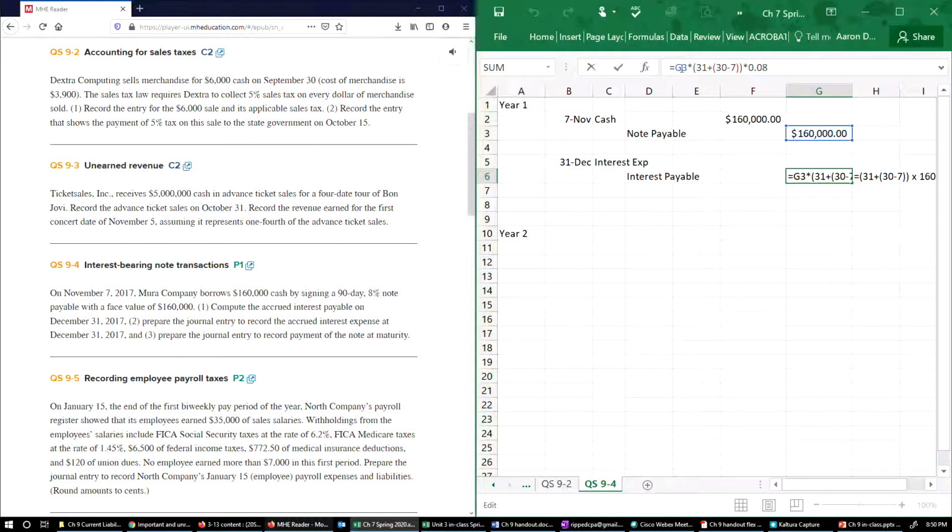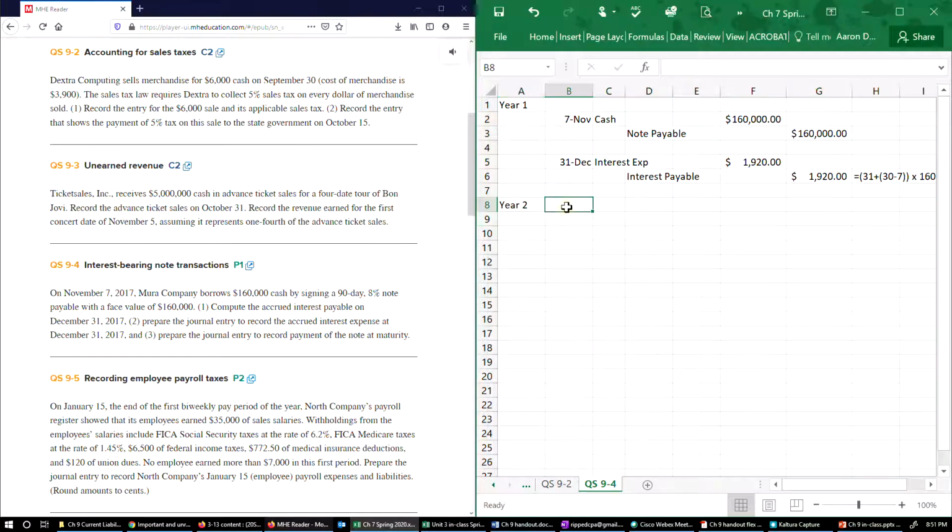And let's try that again. G3. And it's important to take the number of days over 360. And that looks more like it. So $1,920. That's the interest expense related to this note for the year.